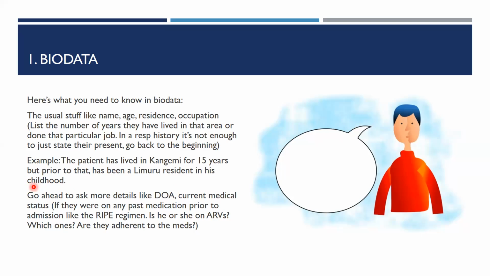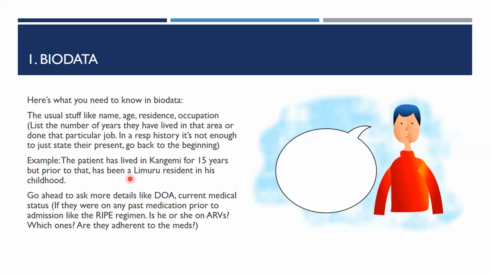And then you also need to go ahead and ask more details, like date of admission. DOA is date of admission. Then the current medical status. Have they been on any medication prior to admission? Are they known to be living with a disease, a chronic illness?